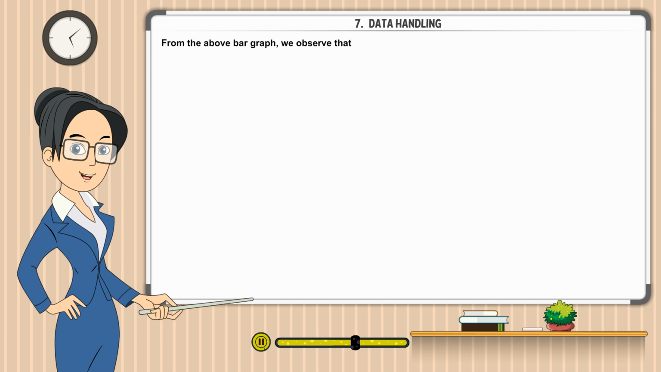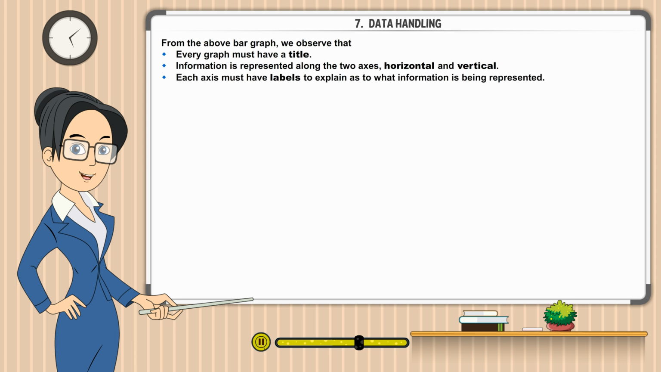From the above bar graph, we observe that every graph must have a title. Information is represented along the two axes, horizontal and vertical. Each axis must have labels to explain what information is being represented. Bars are drawn to represent the desired number.